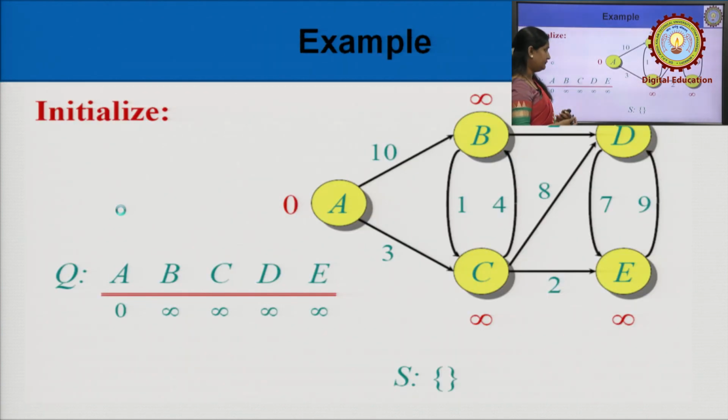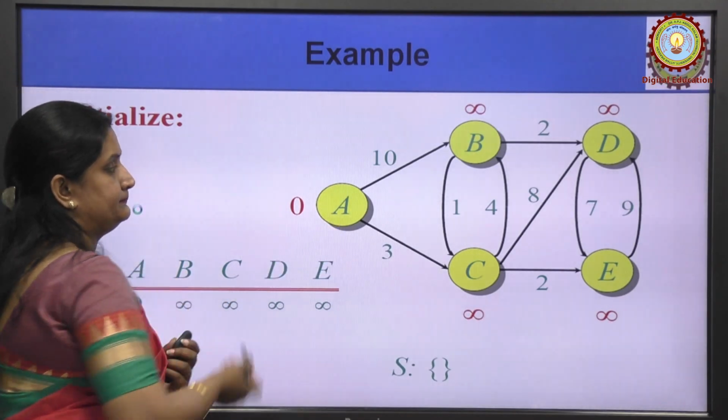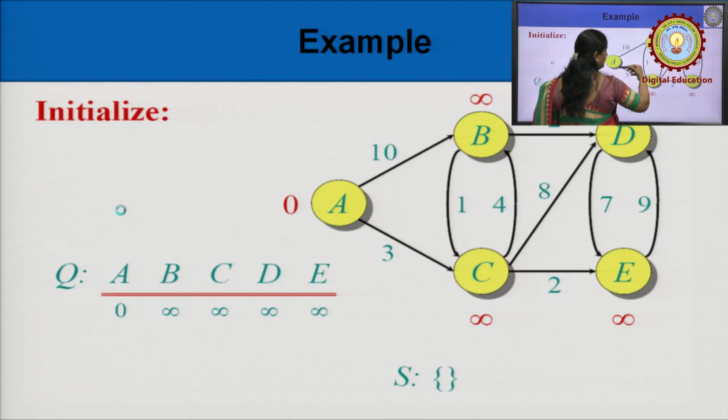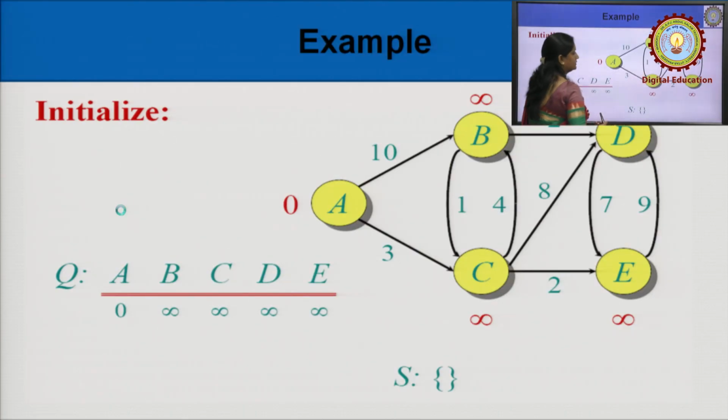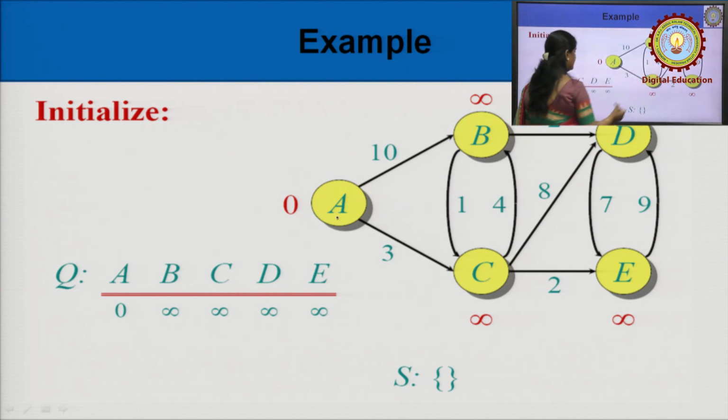Suppose there is a graph and we want the shortest path from vertex A to all other vertices, from vertex A to B, A to C, A to D and A to E. So initially, the source vertex distance is 0 and all remaining vertices' distance is infinity. So we maintain a Q, with source vertex distance 0 and other vertices' distance infinity. Now we traverse from A.